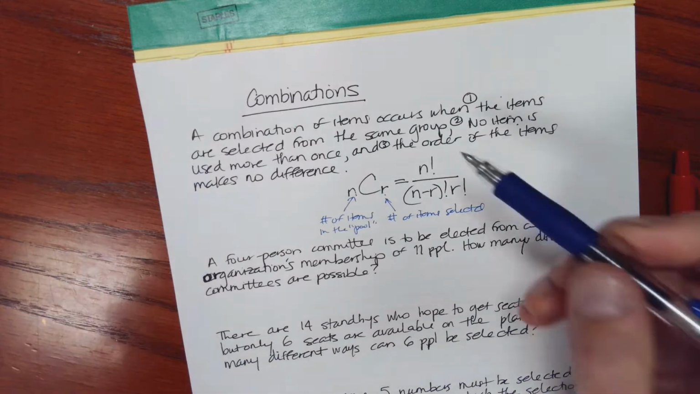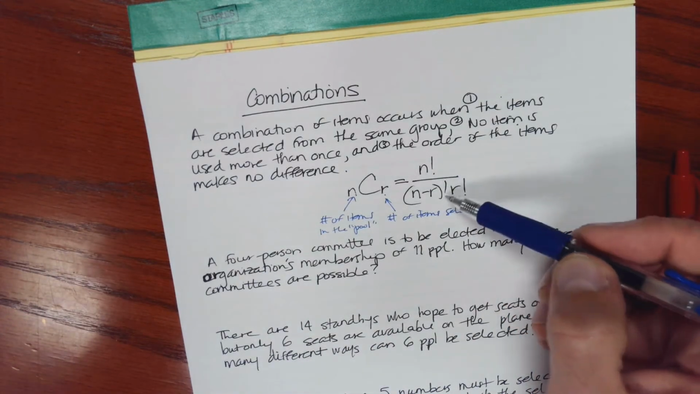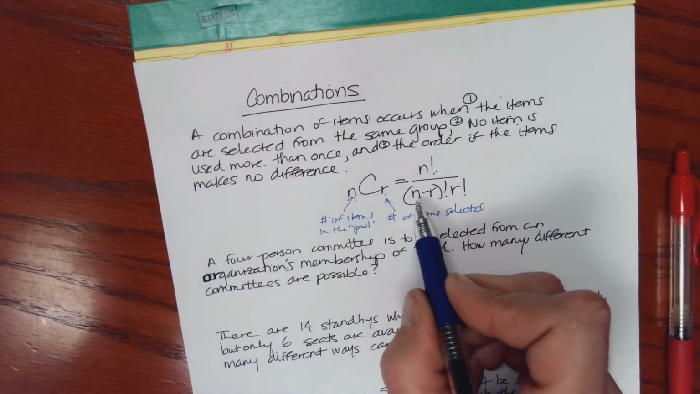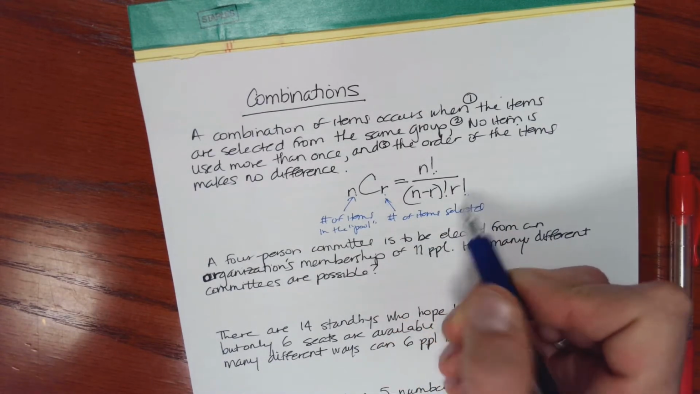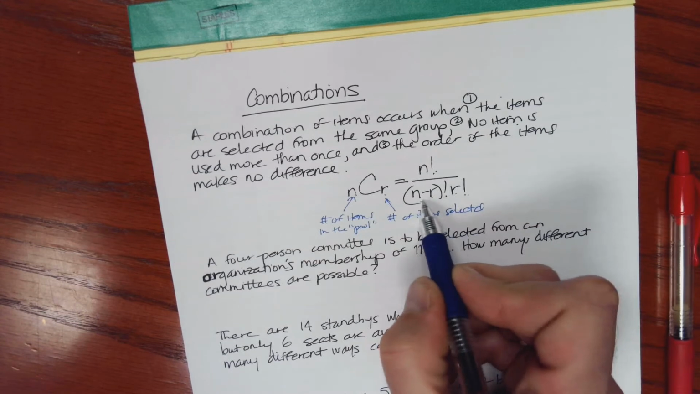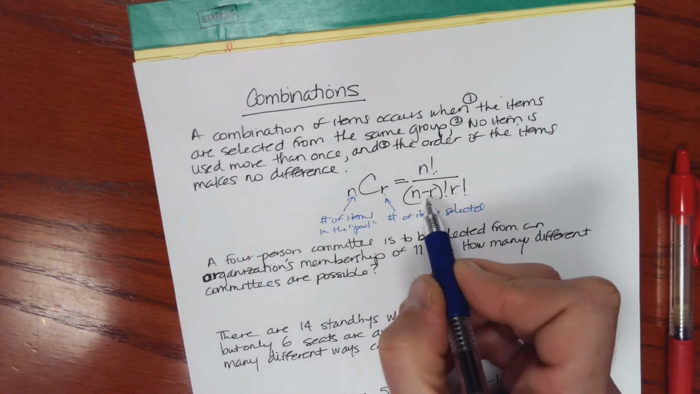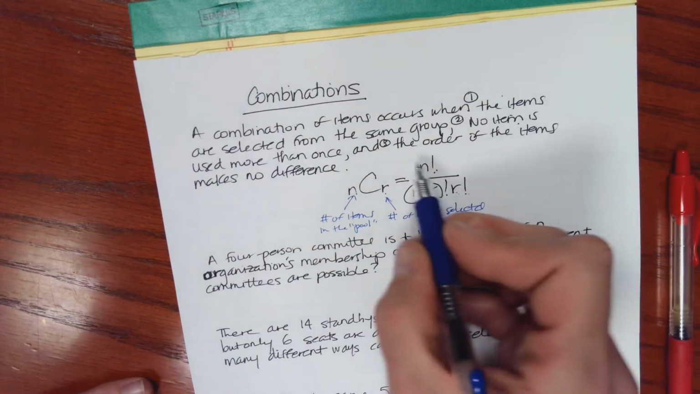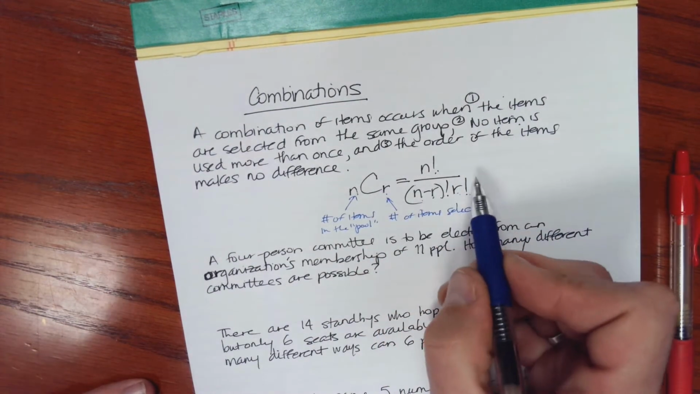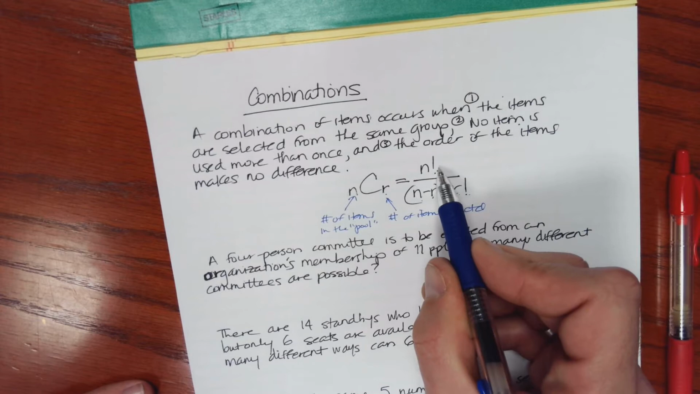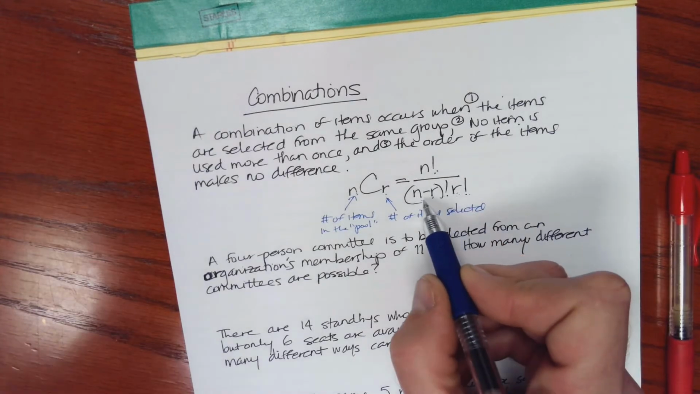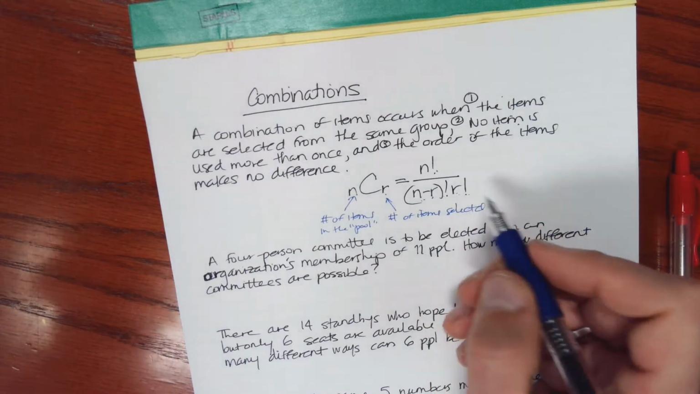So we use a quotient that involves factorials. In the numerator we have n factorial, and then in the bottom we have n minus r factorial and r factorial. Now these two numbers, n minus r and r, of course those are going to add up to n. Basically we're breaking up our pool into two groups. A group of items that are selected and a group of items that are not selected.